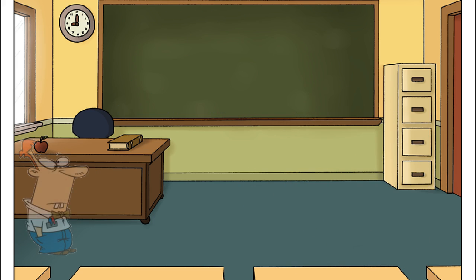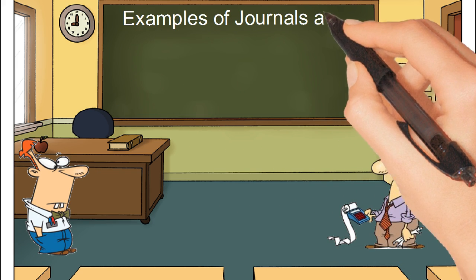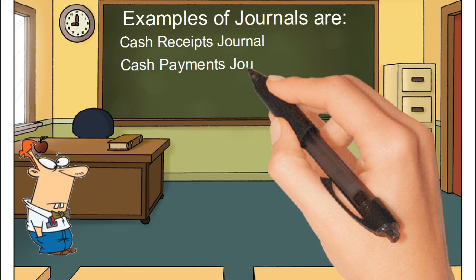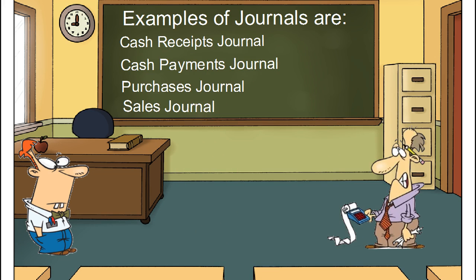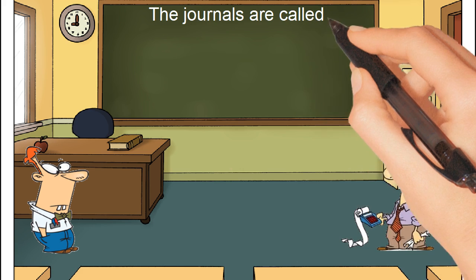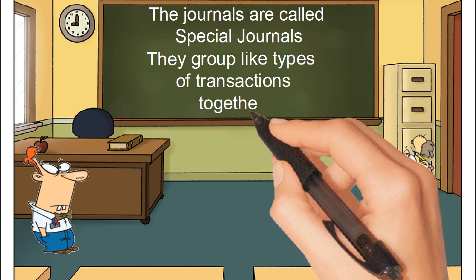Can you give me some examples? Thought you would never ask. Examples of journals are cash receipts journal, cash payments journal, purchases journal, sales journal. The journals are called special journals. They group like types of transactions together.